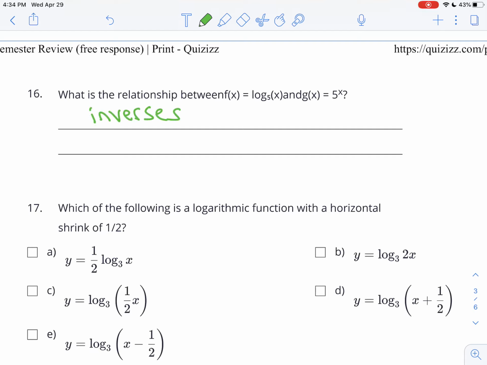And so this guy's got a couple issues. There's a negative outside. So that is a reflection over which axis? Think about it. That's going to be the x-axis. And then we have a +1 inside. So that's going to be a horizontal shift left 1.